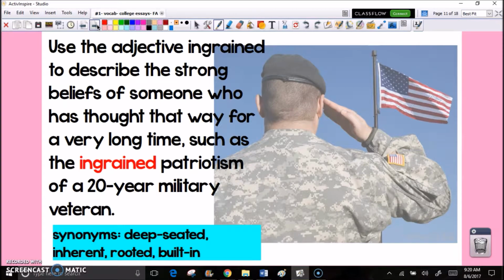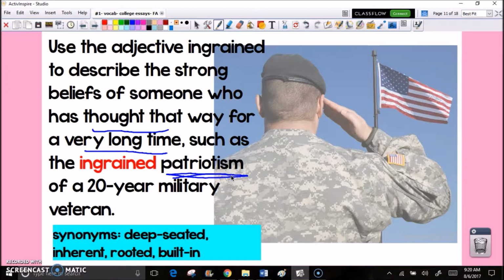All right, our next word is ingrained. So we use the adjective ingrained to describe the really strong beliefs that someone has. Usually if it's ingrained in you, it means that you've thought that way for a very long time. It's been built up over many, many years. So ingrained patriotism, right? If you are a patriot, that feeling might be ingrained within you.